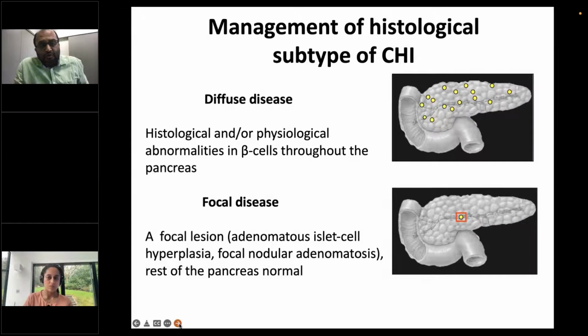So when I was talking to you about the KATP channel mutation, one of the reasons is to identify the ones who may not be responding to medical therapy. It is important to identify whether it could be diffuse disease, where the whole of the pancreas is affected, or focal, where only a small part of the pancreas is affected, whereas the rest of the pancreas is completely normal.